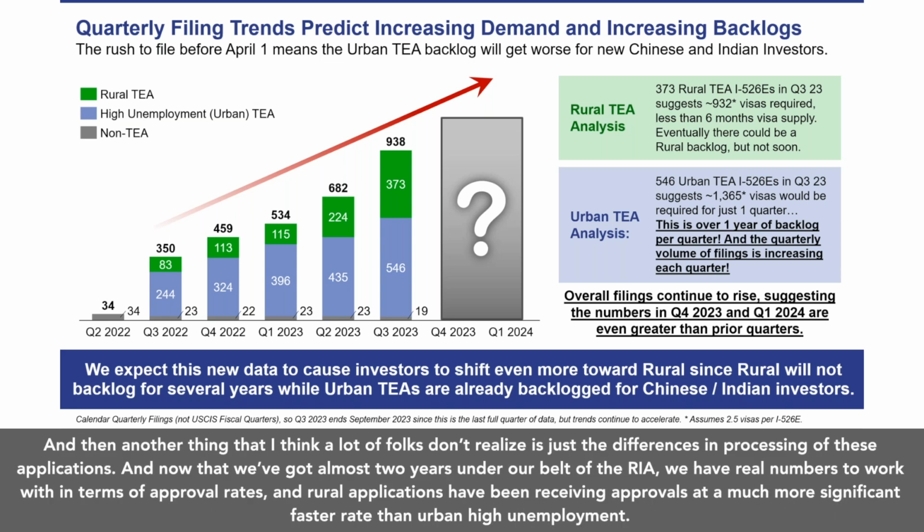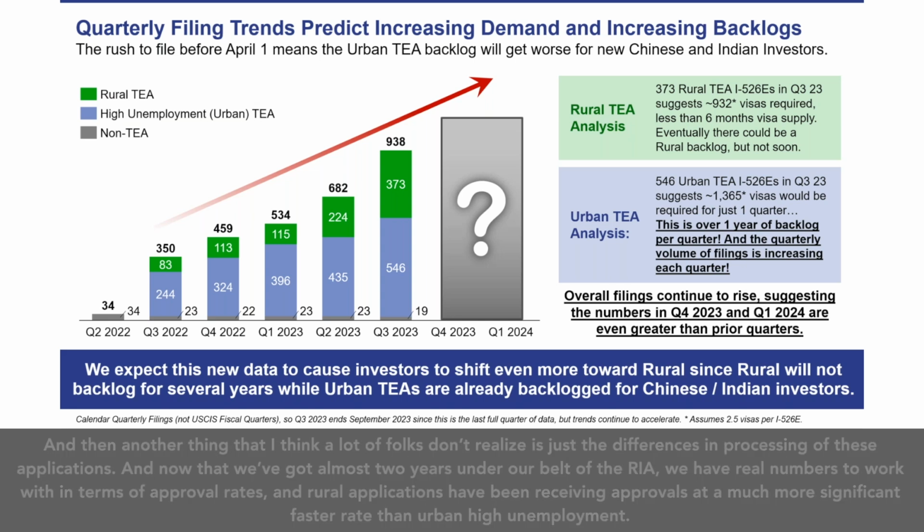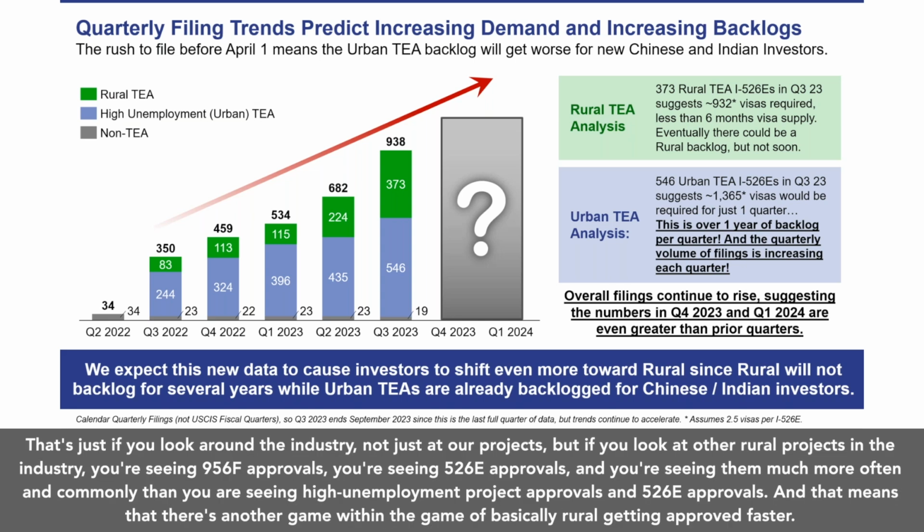Another thing that I think a lot of folks don't realize is the differences in processing of these applications, right? Now that we've got almost 2 years under our belt of the RIA, we have real numbers to work with in terms of approval rates. And rural applications have been receiving approvals at a much faster rate than urban high unemployment. If you look around the industry, not just at our projects, but at other rural projects, you're seeing 956F approvals, you're seeing I-526E approvals, and you're seeing them much more commonly than you are seeing high unemployment project approvals and I-526E approvals.